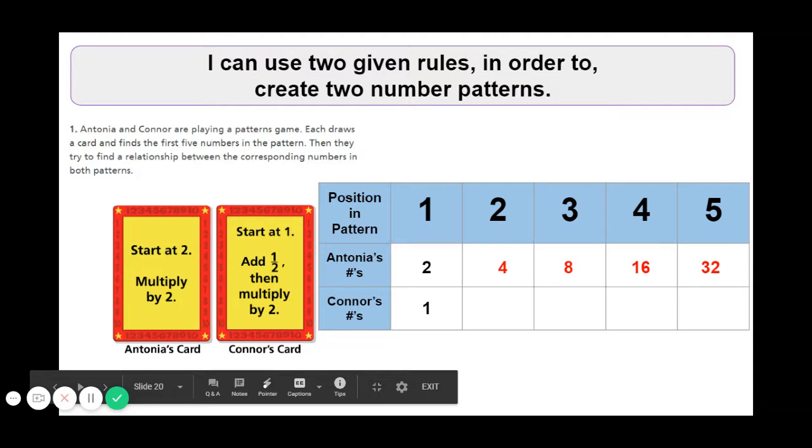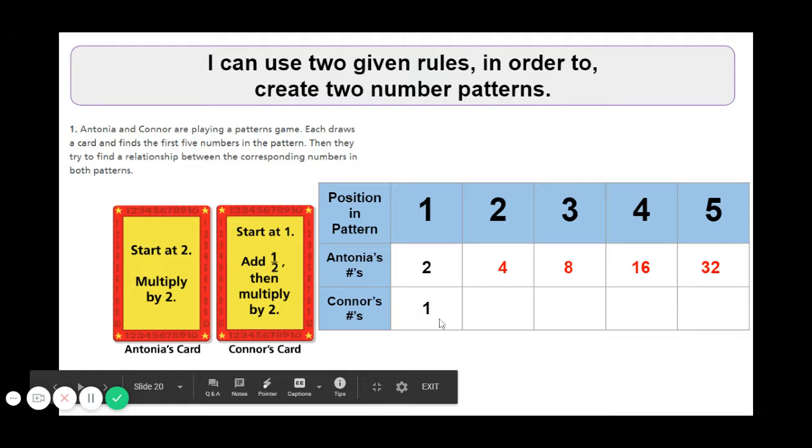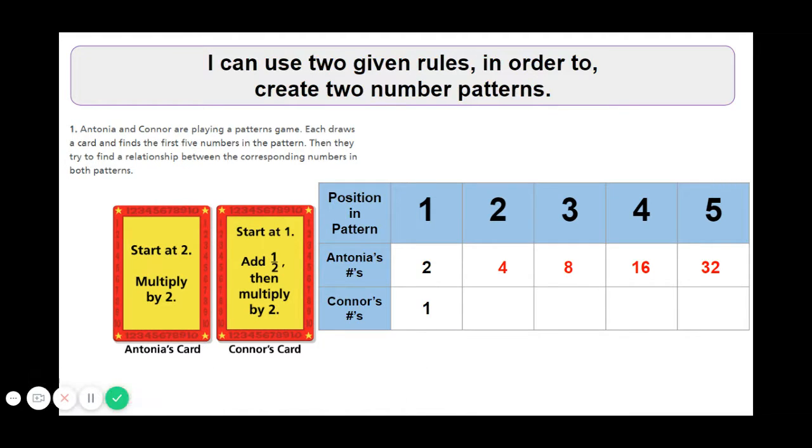So now I have to finish Connor's. With Connor, he starts at 1 and then he adds 1/2. So now he has 1.5. Then I'm going to have to multiply that by 2. Well, I'm going to think of money. So if I have $1.50, that means I have $1.50. So I'm going to put my two wholes together.